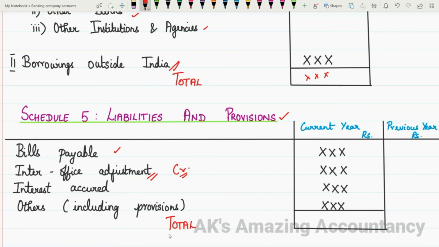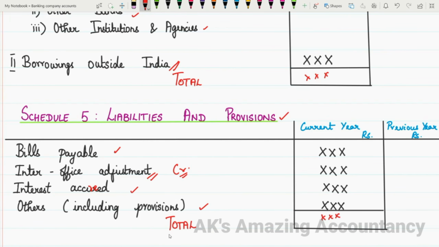And if you have any interest accrued, that will come here, interest accrued. Then any other provision, if it is available, that will be shown here. So all this will come under which schedule? Under schedule 5, under the heading liabilities and provisions. Find the total. This will be the total of schedule 5.